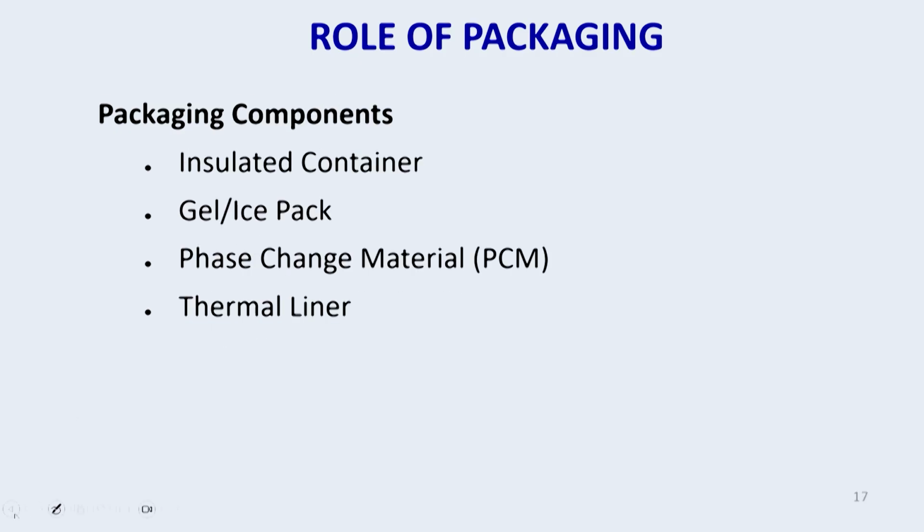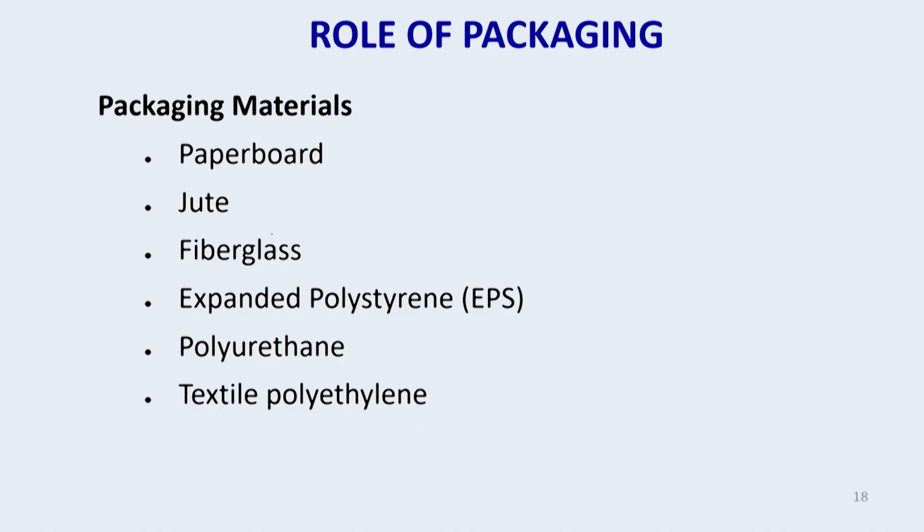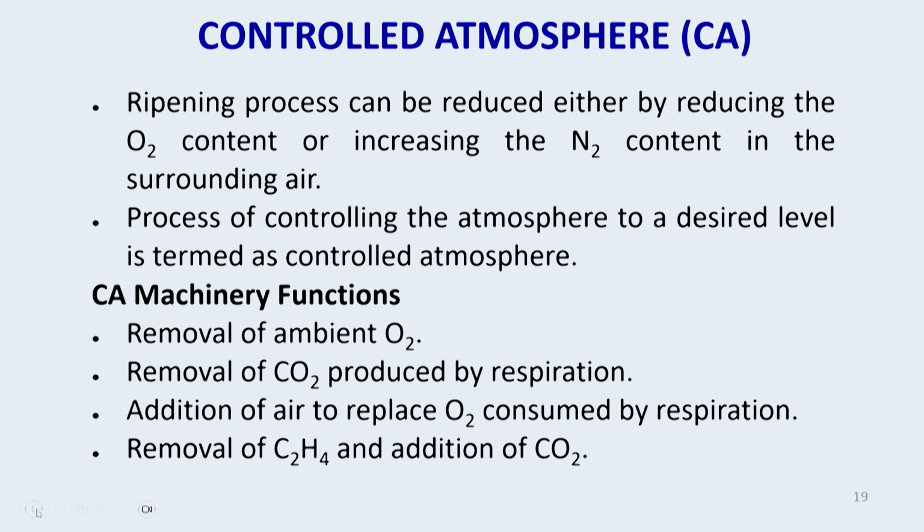Packaging materials: paperboard, jute, fiberglass, EPS (expanded polystyrene), polyurethane, textile, polythene, polyethylene. Controlled atmosphere. The ripening process can be reduced either by reducing the oxygen content or increasing the nitrogen content in the atmosphere. The process of controlling the atmosphere to the desired level is termed as controlled atmosphere.